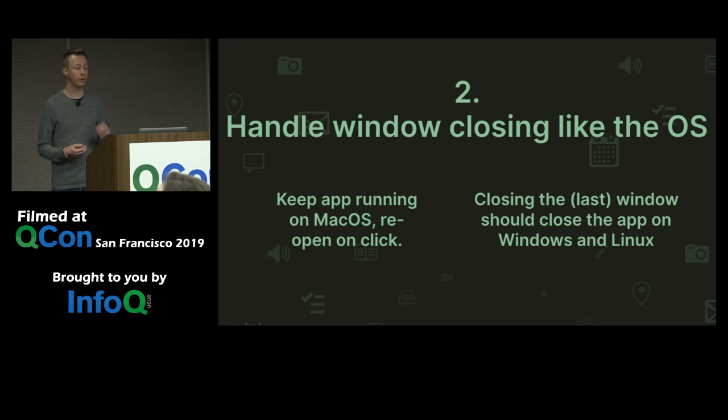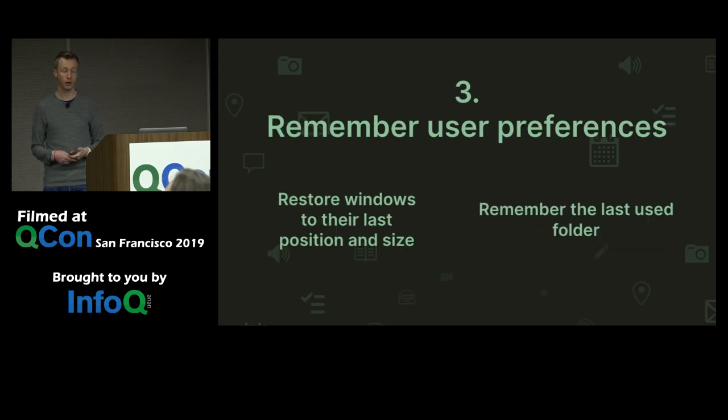Two, you want to handle window closing like the OS. On Mac, you want to keep your app running and reopen it whenever a user clicks your icon. On Windows and Linux, closing the last window should also close the app. Number three, remember user preferences. Make sure that if a user reopens your application, you restore the window to their last position and size. And make sure to remember the last used folder if you provide saving or opening functionality in your app.